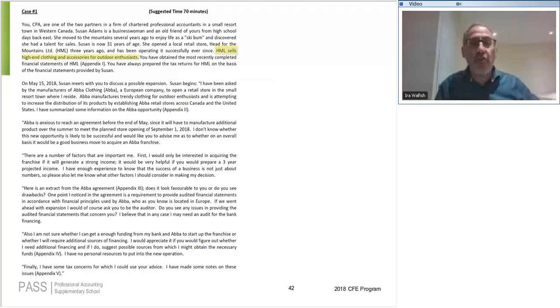I said to you earlier that I typically underline detailed background information, whether it's on the operations of the company or the industry or the ownership. So here they're giving me information on the operation of HML. They sell high-end clothing and accessories for outdoor enthusiasts. I would underline that as background/extraneous information.